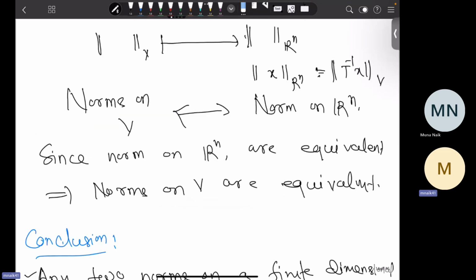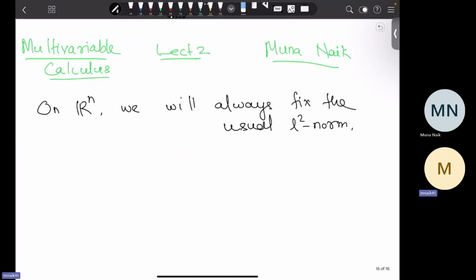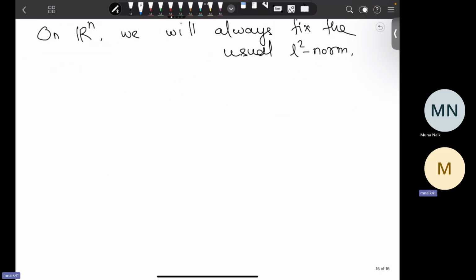Okay, let us move. So on Rn we will always fix the usual L2 norm. This is the thing. Now let us begin with a definition.